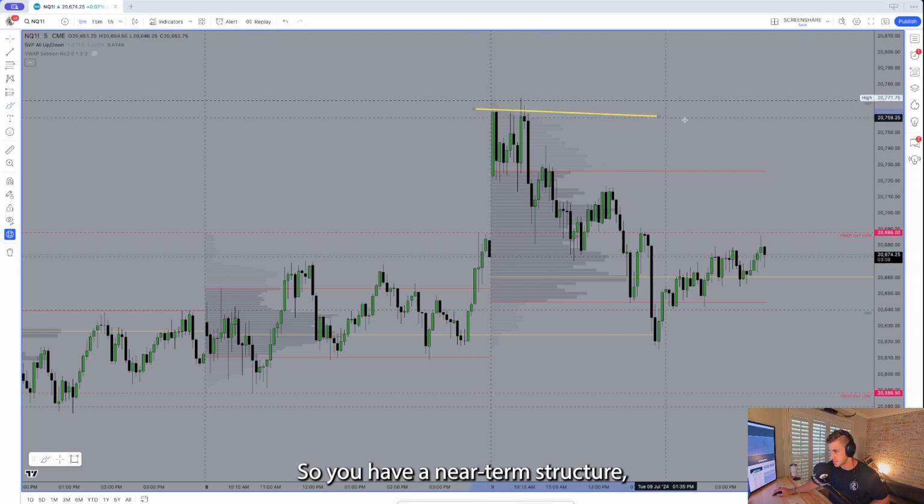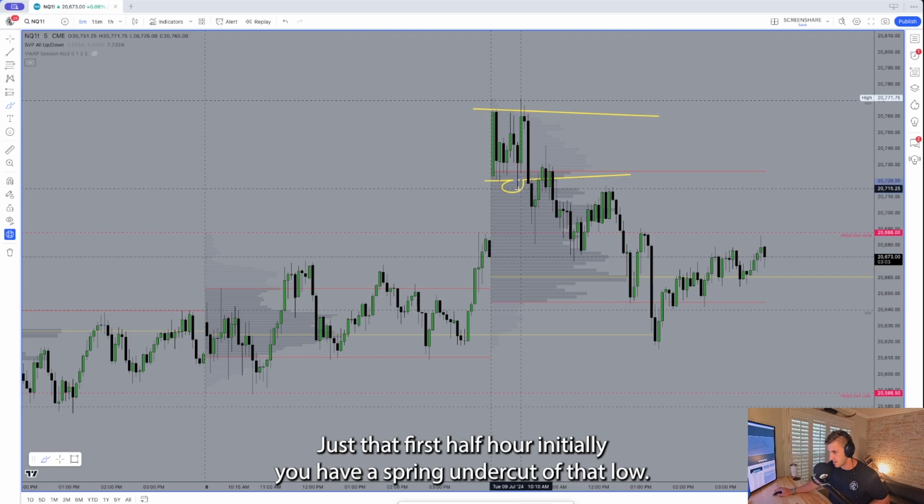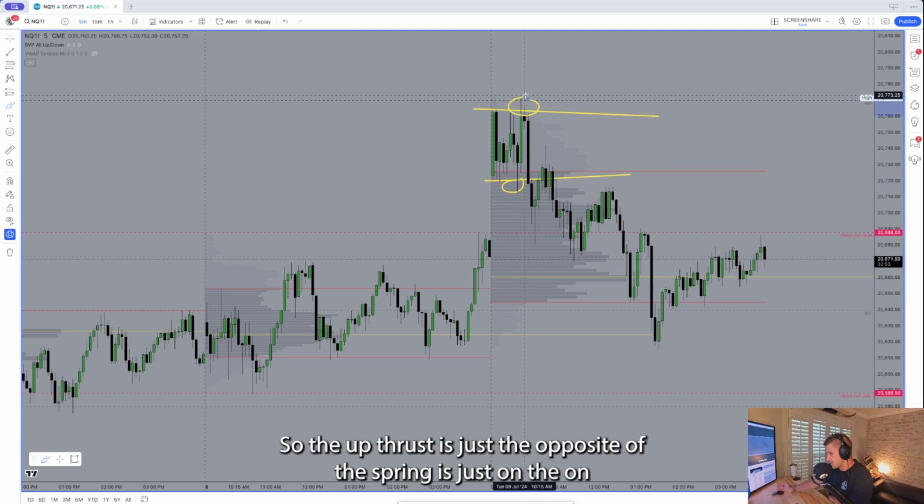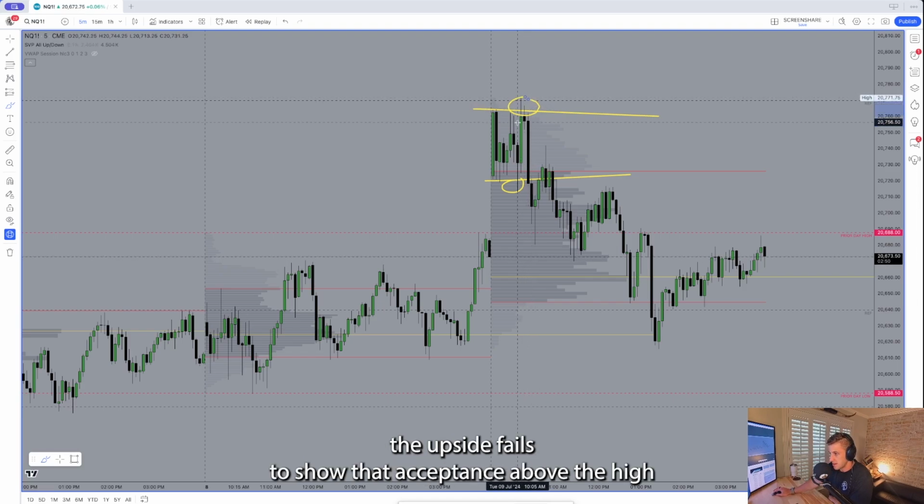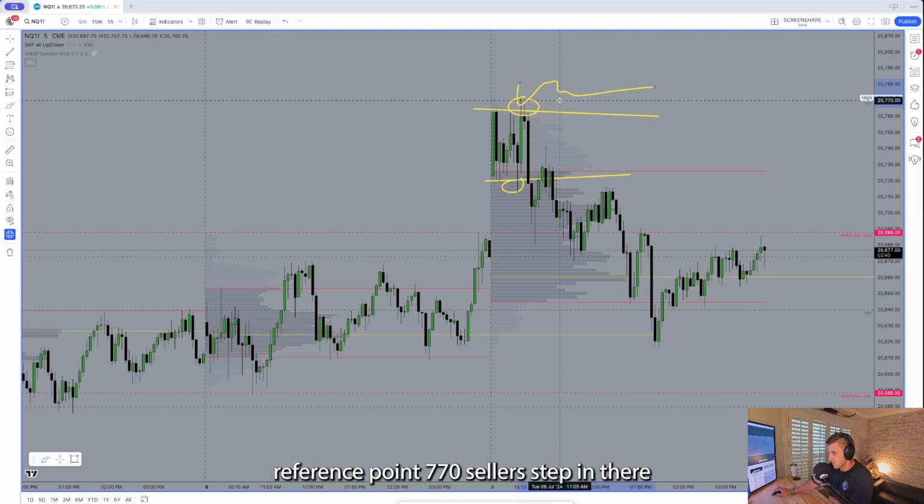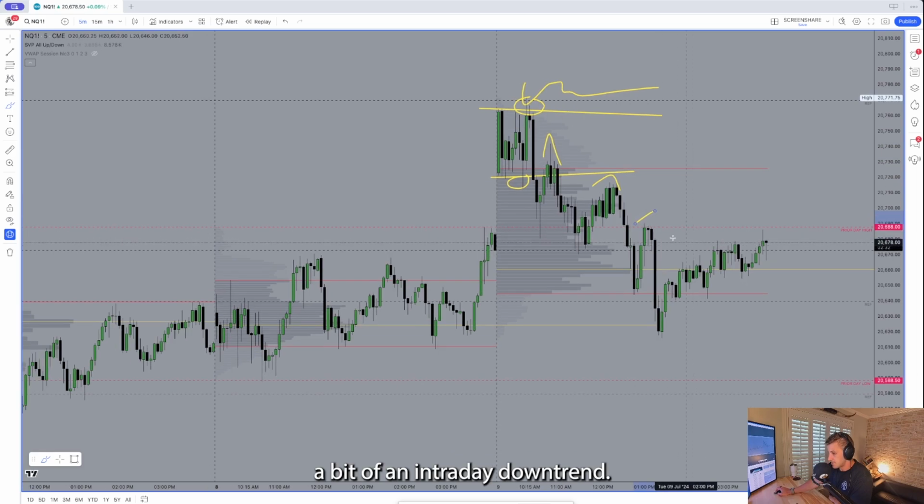So you have a near-term structure, right? Just that first half hour. Initially, you have a spring undercut of that low. That is quickly absorbed. Price trades up into the high. There's your up thrust. So the up thrust is just the opposite of the spring. It's just on the upside. Fails to show that acceptance above the high, right? Which is what you would want to see. Just bumps into that upside reference point, 770. Sellers step in there, and then it enters into a bit of an intraday downtrend.